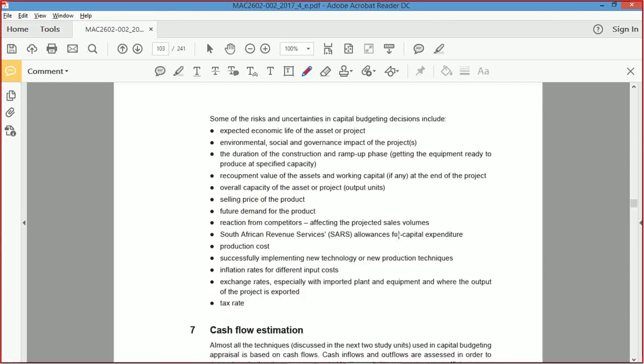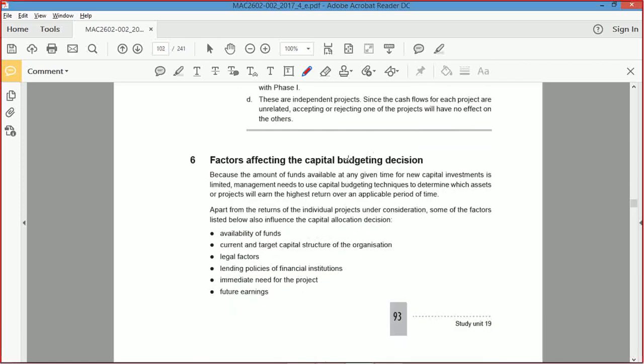Then they give you factors affecting the capital budgeting decision. We've spoken about risk. Okay, risk is always a factor. In your last few chapters, risk management is a big focus. Right now, we're just looking at capital budgeting. So how much funds do we have available? Do we have a specific capital structure? So am I raising capital through debt or equity?